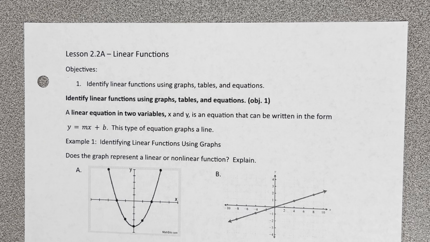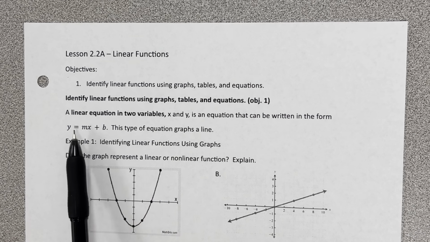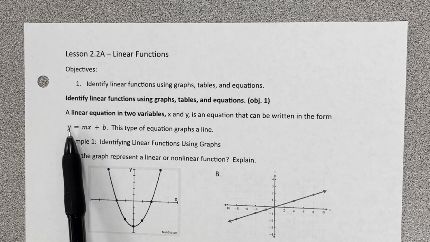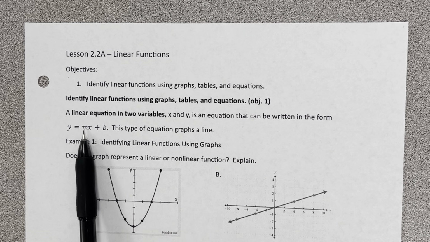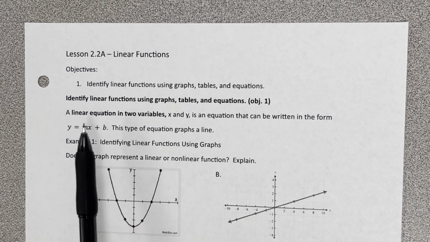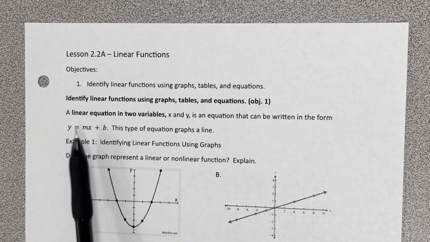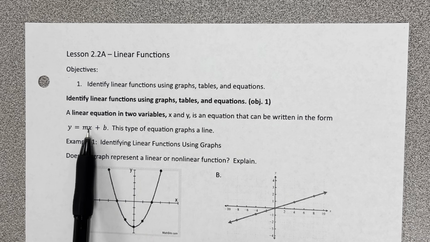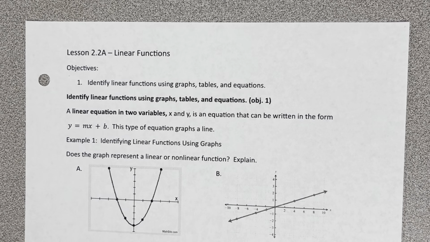A linear equation in two variables, x and y, is an equation that can be written in the form y equals mx plus b. Okay, and so the key is that y and x are variables. They can be lots of different numbers. And m is going to be the slope and b is the y-intercept. So these are like actual numbers, but you're going to have an x and a y. And it's just going to be a plain x and a plain y. You don't even have to have both of them.